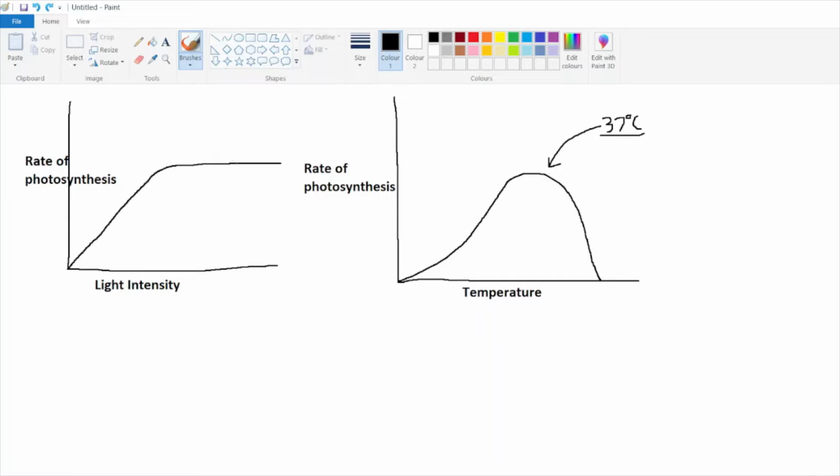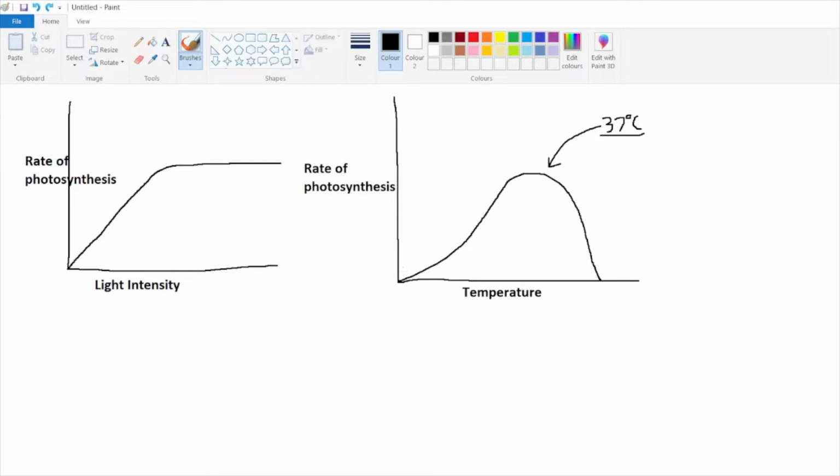Or it could be carbon dioxide. This is exactly the same as the carbon dioxide graph. It could be that you have all the carbon dioxide that you need, but you might need a bit more light for that energy to allow the reaction to happen.